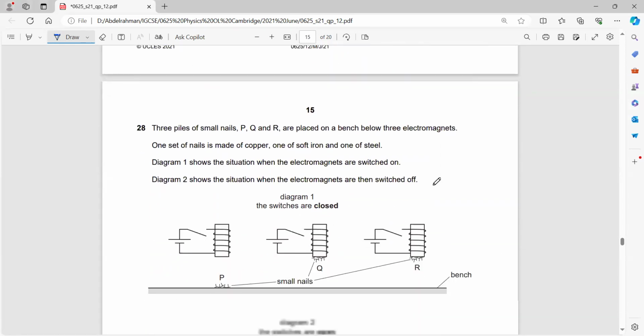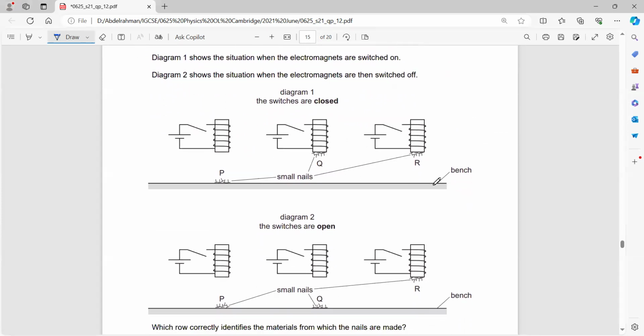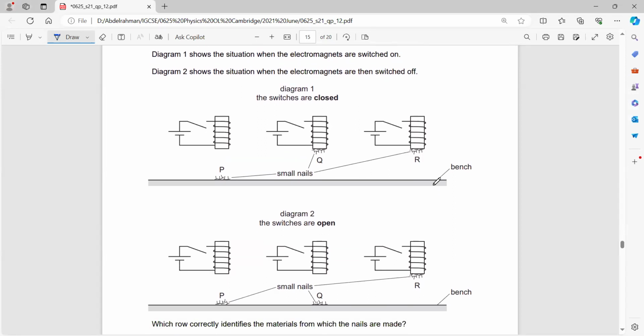In question 28, we have three different cores, P, Q, and R. In diagram 1, the switches are closed. I don't know why the switches are opened in this question, but okay, the switches are closed. When they are closed, for P the nails are on the ground, for Q the nails are attracted, and for R the nails are attracted.